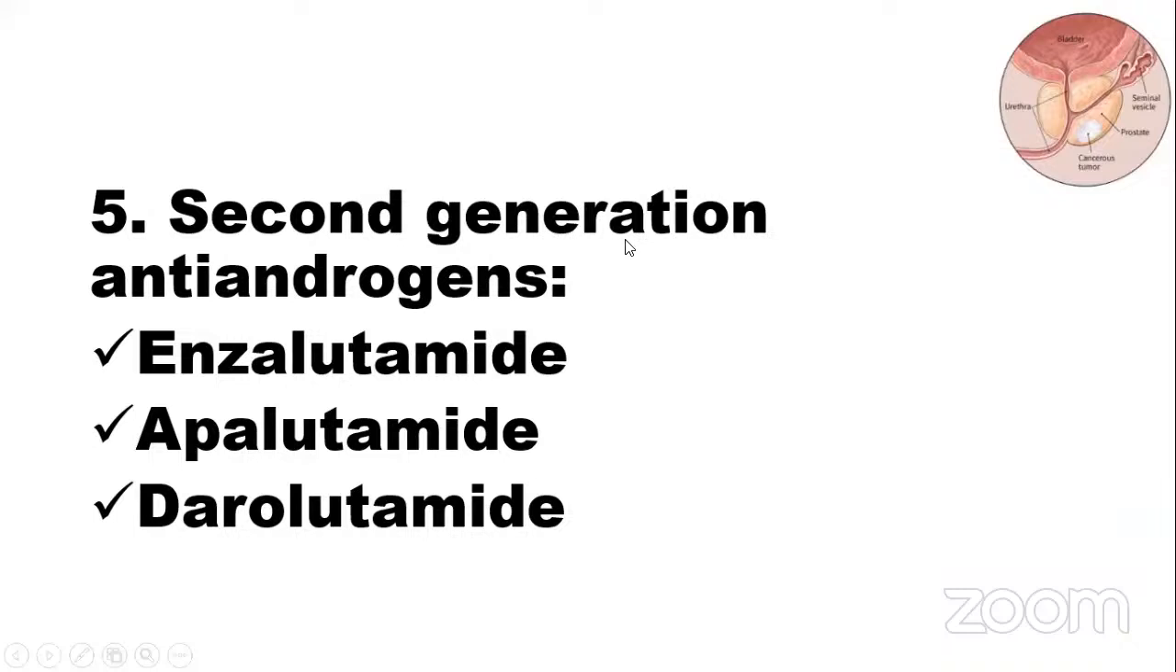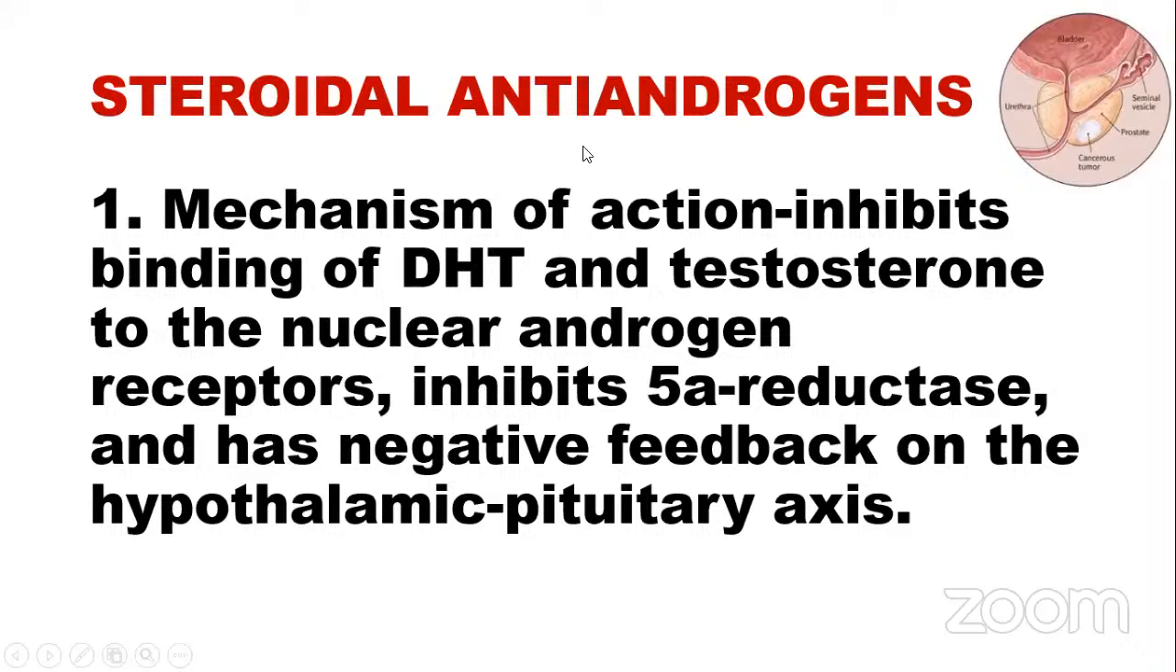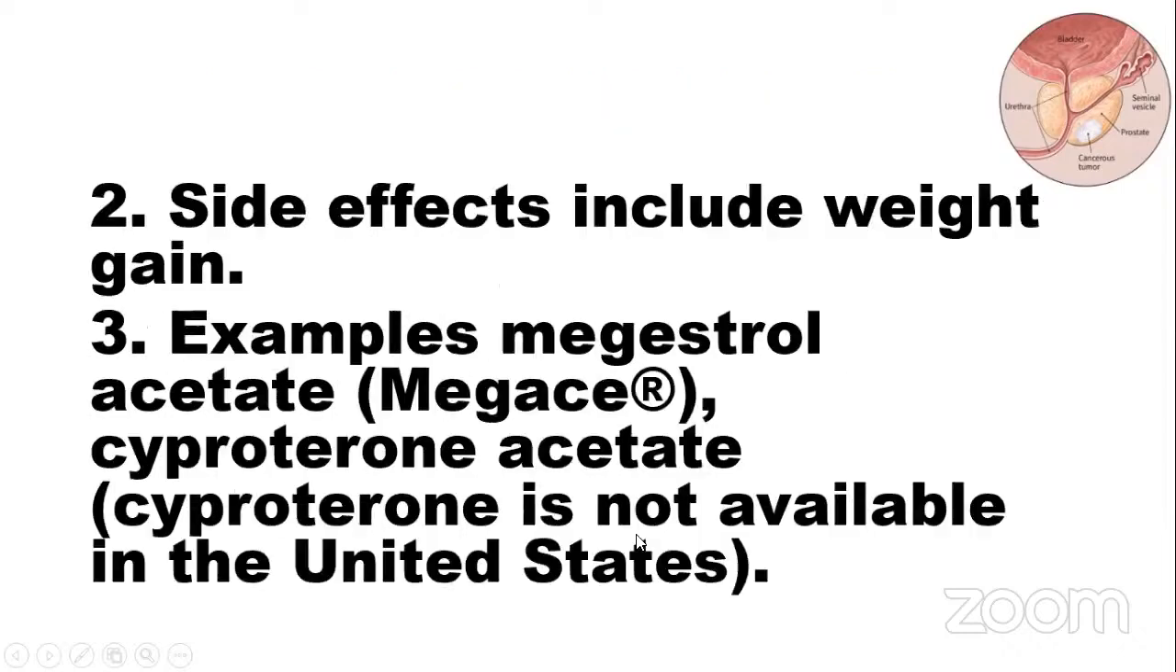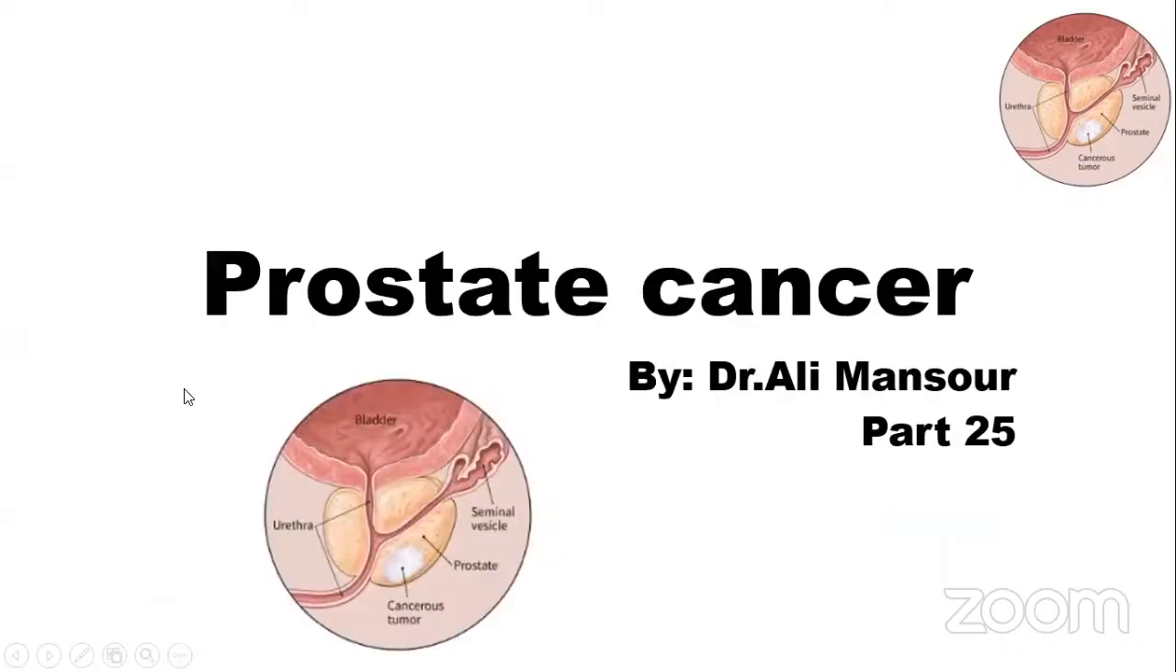Second generation anti-androgens include enzalutamide, apalutamide, and darolutamide. Steroidal anti-androgen. Mechanism of action: binds to DHT and testosterone at the nuclear androgen receptor, inhibits 5-alpha reductase, and has negative feedback on the hypothalamic-pituitary axis. Side effects include weight gain. Examples: megestrol acetate and cyproterone acetate. Cyproterone is not available.